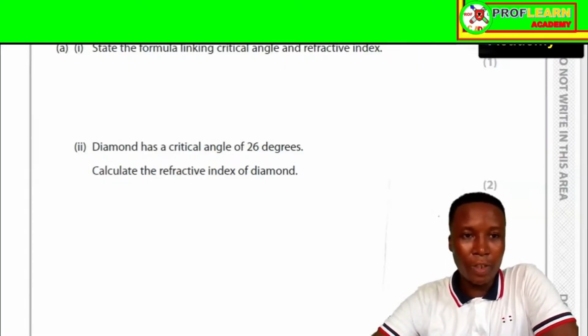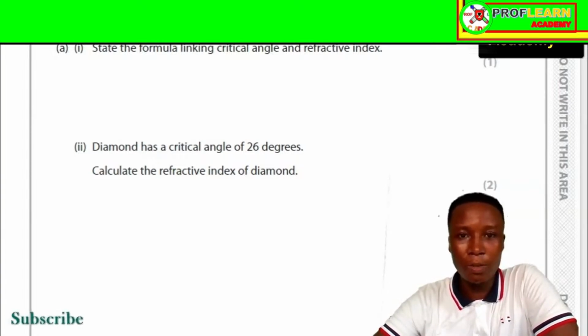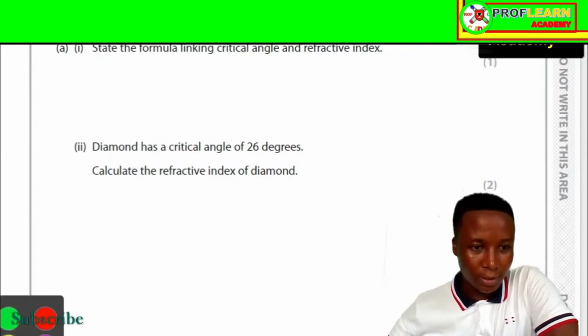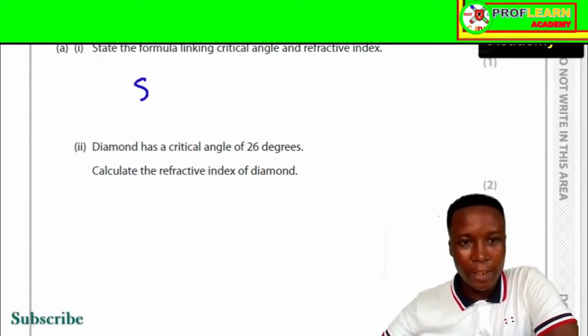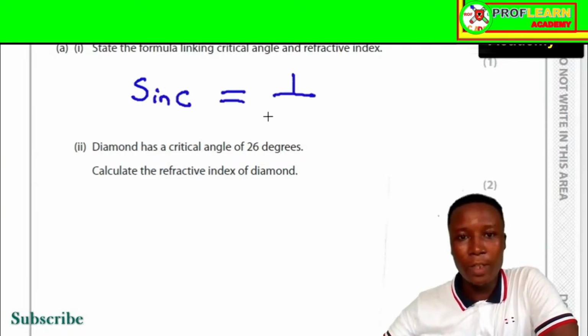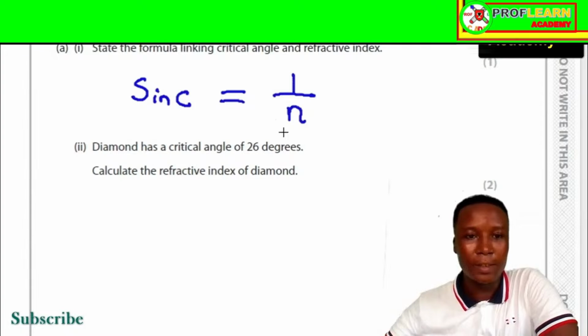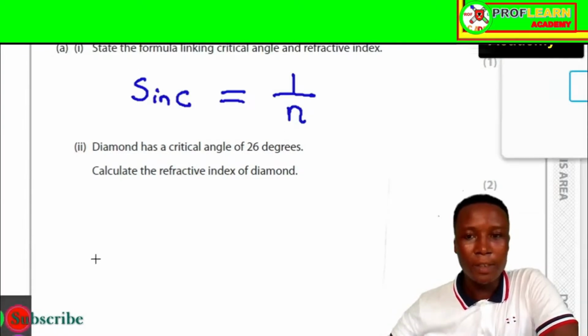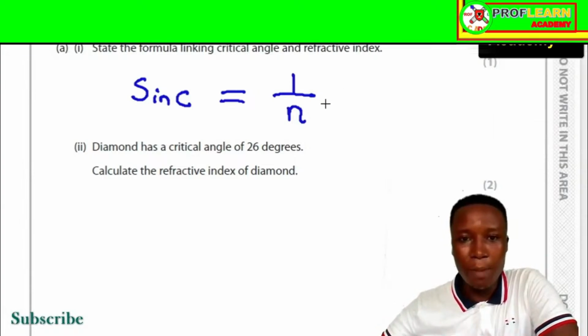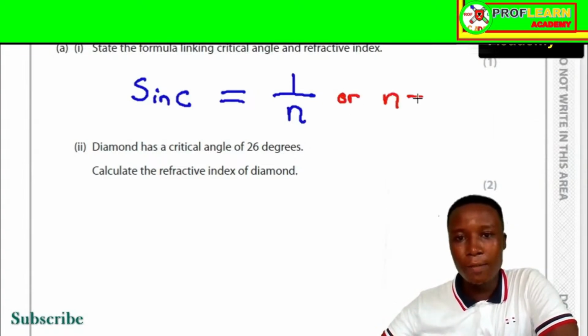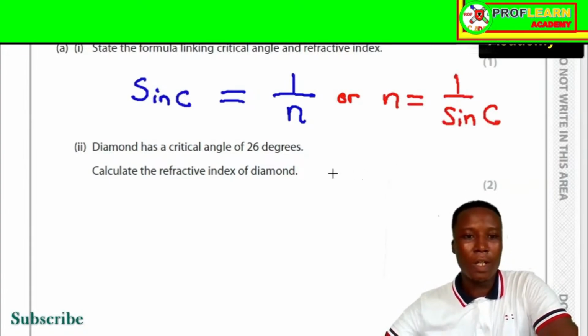This is a question of refraction whereby you are supposed to state the formula linking critical angle and refractive index, and we are going to state that as sine of critical angle equals 1 over the refractive index n. So this is the formula you can use in order to state that, or you can use n equals 1 over the sine of the critical angle.